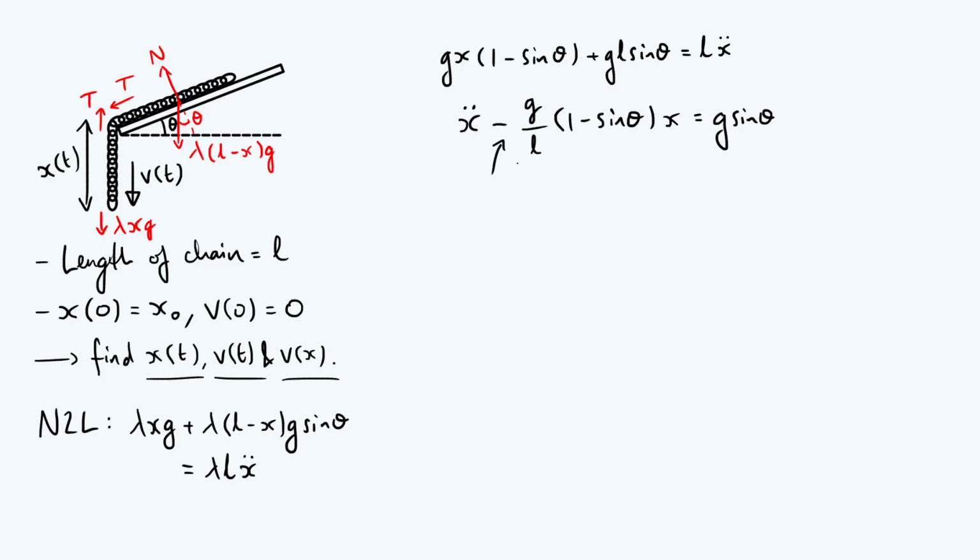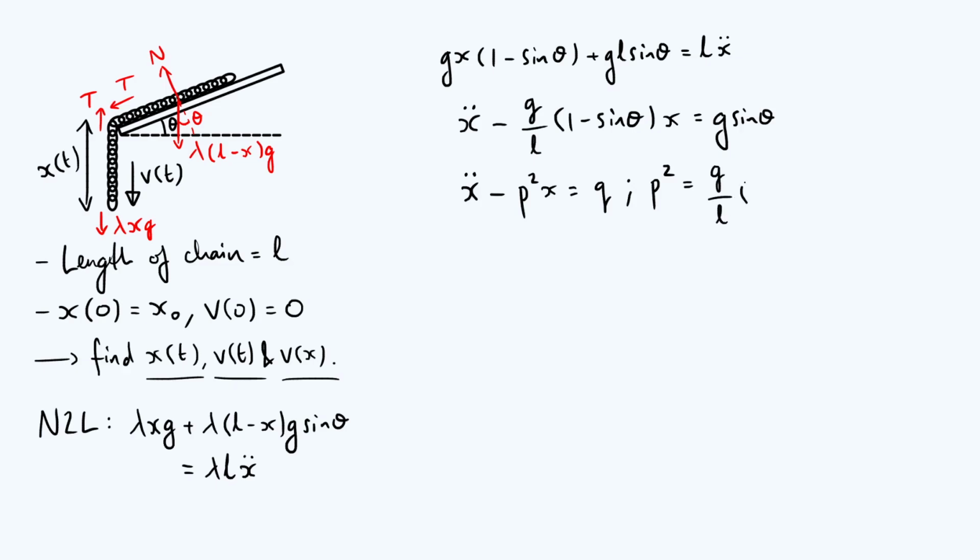Firstly, this is a minus sign instead of a plus sign, and secondly, the right hand side is not 0, so you can interpret the right hand side as like a constant forcing term. Now, just so that we've got a bit less writing to do, I'm going to define a couple of derived parameters. Write this as x double dot minus p squared x is equal to q, where I've just defined p squared as the coefficient of x, right?